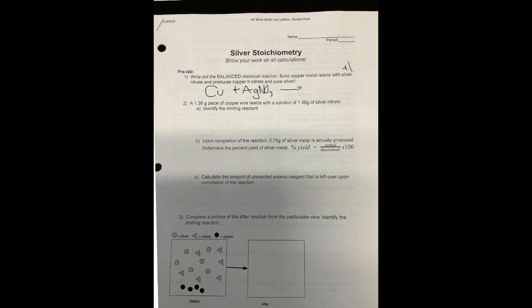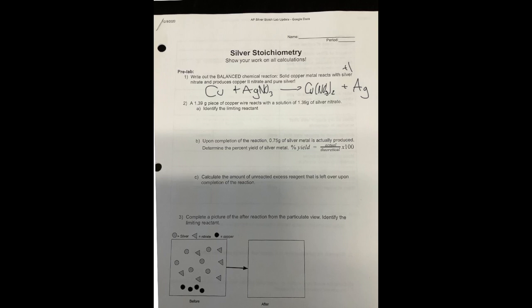So since nitrate has a -1 charge, the 2 is telling me the charge of copper. So the formula would be Cu(NO3)2, and then pure silver, so just Ag. Okay, so there's the reaction with balanced charges.